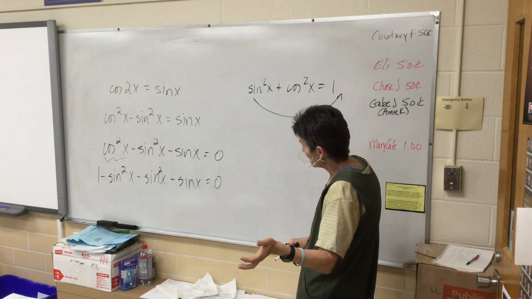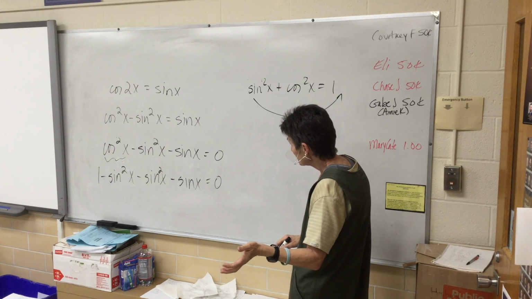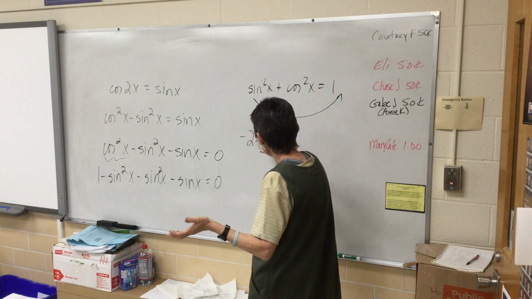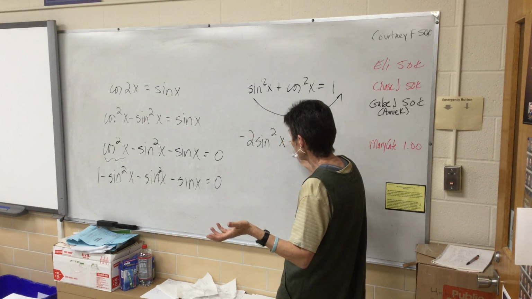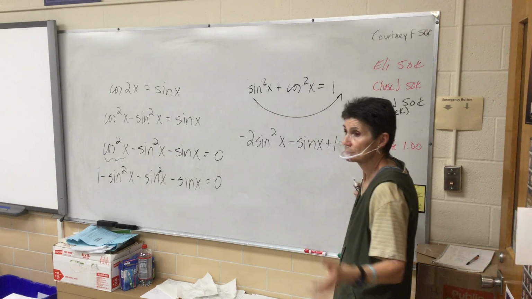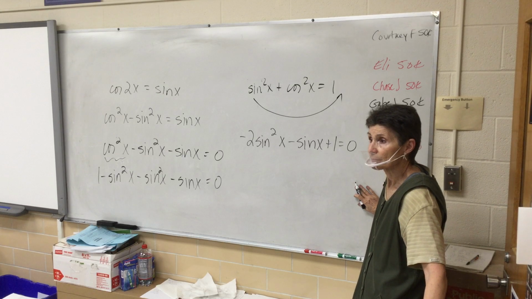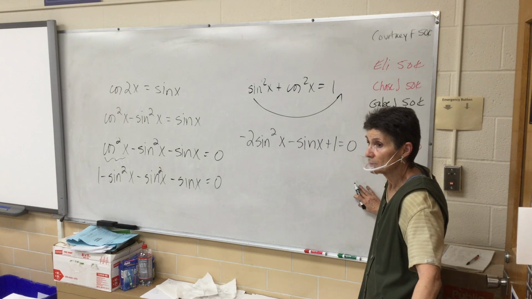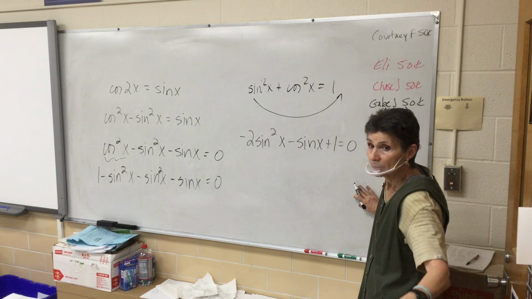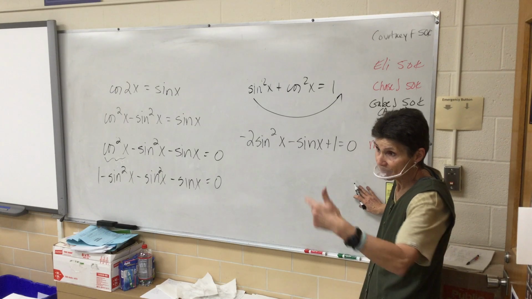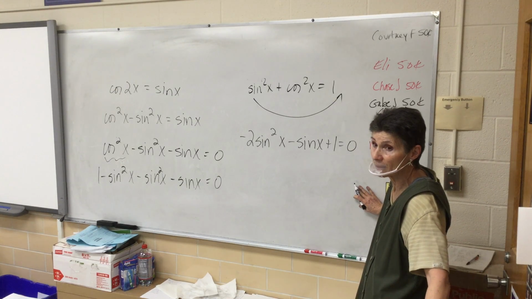So now I've got an equation. Well, it's still a mess, but at least it's all sines now. So I have negative 2 sine squared minus sine plus 1. Right? Now, I think I'm going to factor this, just like I factored that tangent thing a while ago.